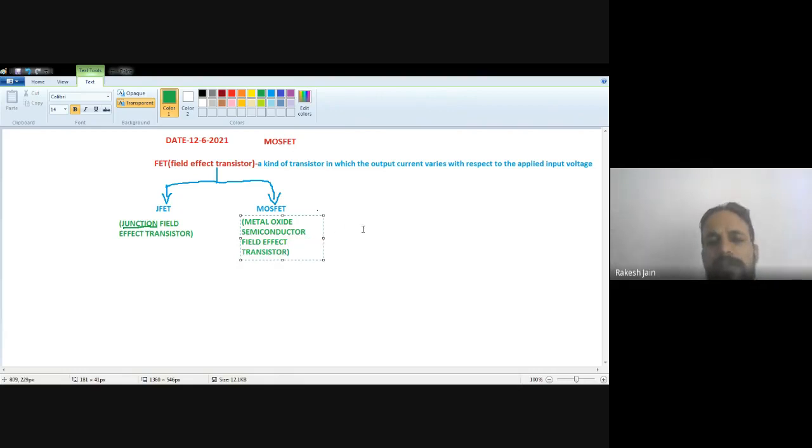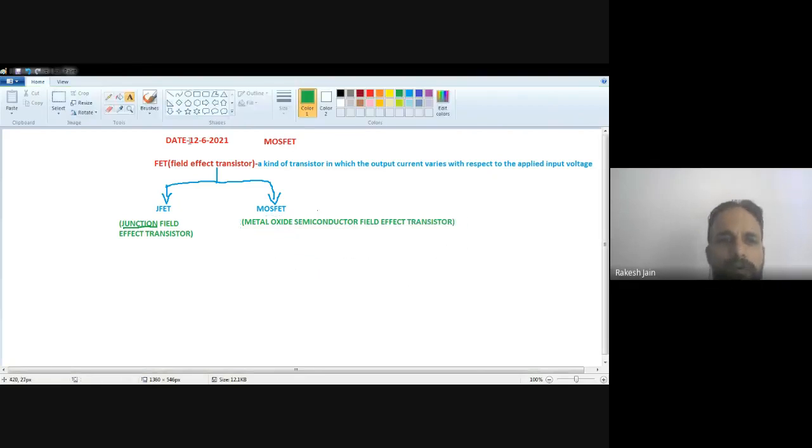Metal oxide semiconductor field effect transistor is known as MOSFET. Now, what is the meaning of this MOSFET, that is, metal oxide semiconductor field effect transistor? Because our today topic is MOSFET, we will see later, after the completion of these basic symbols and basic definitions, in the construction and working principle, how actually this metal oxide semiconductor field effect transistor works.